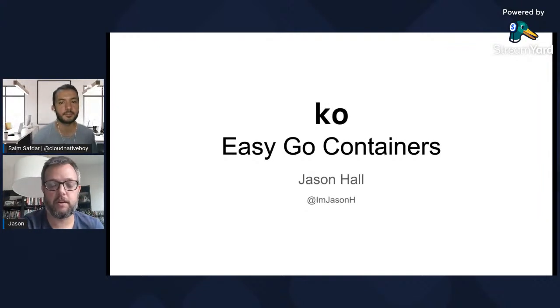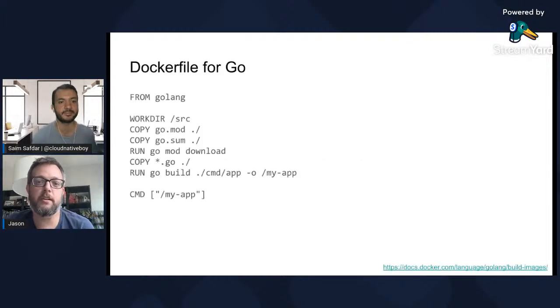So this is a talk about Ko, making Go containers easy. My name is Jason Hall. You can find me on basically everything as Jason H. Let's jump in. If we're going to talk about making Go and containers good, we have to start with the usual best practice, which is Dockerfiles. Just to level set, throughout this talk I'm only going to talk about Go development. If you're writing other languages, Java, Node, .NET, Python, Ruby, anything else, most of this probably won't be useful for you, but I will try to make some of it useful near the end if I can.